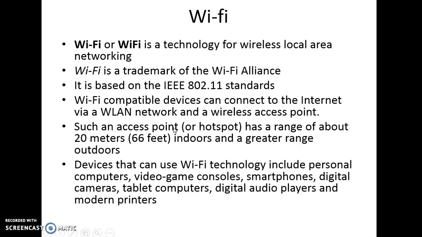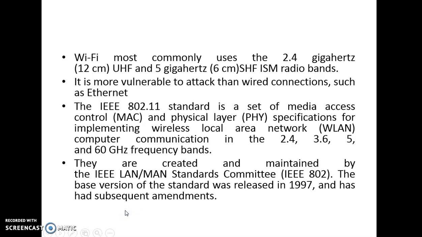Devices that can use Wi-Fi technology include personal computers, video game consoles, smartphones, digital cameras, tablet computers, digital audio players, modern printers, televisions, and these days almost every electronic thing has Wi-Fi. It uses the 2.4 GHz ultra high frequency ISM radio band and the 5 GHz radio band.